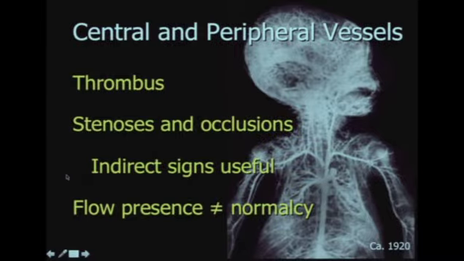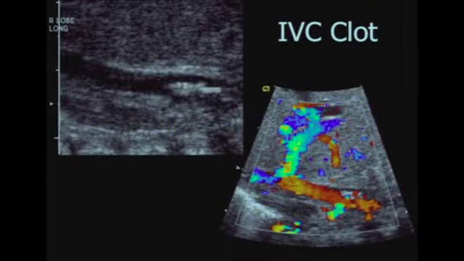Just a little bit about the central and peripheral vessels, because I think this is an underutilized area of Doppler in children. So we're typically looking for thrombus, we're looking for stenoses and occlusions, and it's important to know that even if you can't see the occlusion or the stenosis, indirect signs are very useful. It's also very important to know that, like with other areas of Doppler, in the central and peripheral vessels, just because you have flow doesn't mean that it's normal.